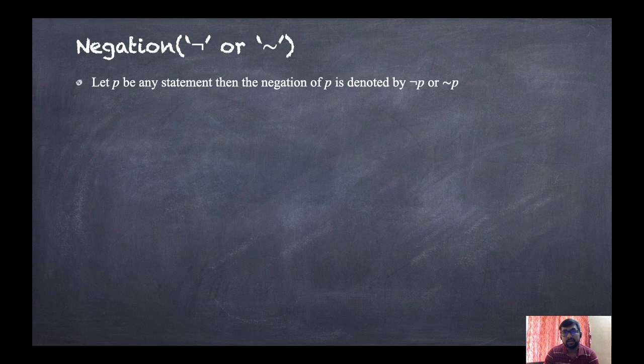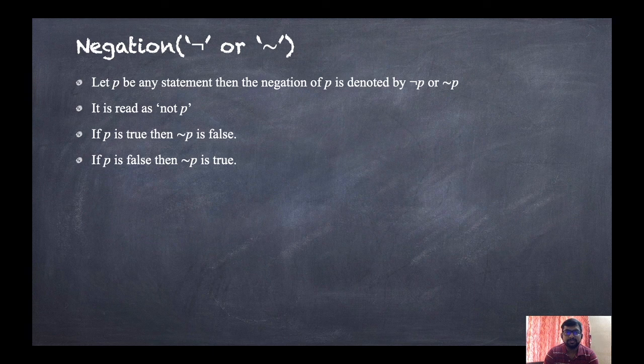So let us start. The first one, negation. It is denoted by this tilde sign or this sign. Let P be any statement, then the negation of P is denoted by this symbol or tilde P, and it is read as "not P". If P is true, then not P is false. This is very easy. If something is true, then its negation will be false. In a similar manner, if P is false, then not P is true.